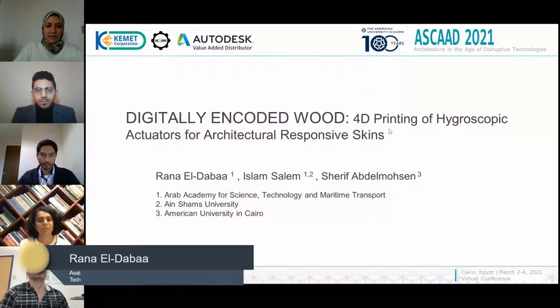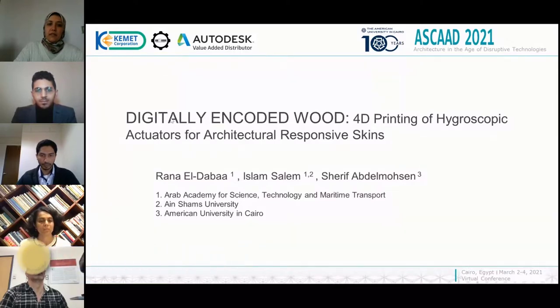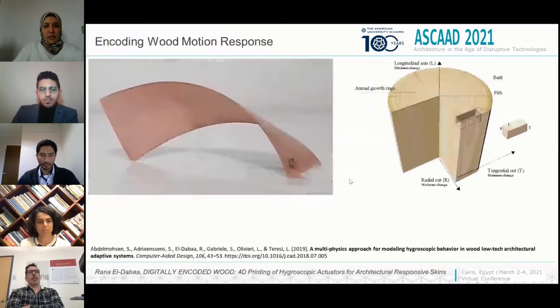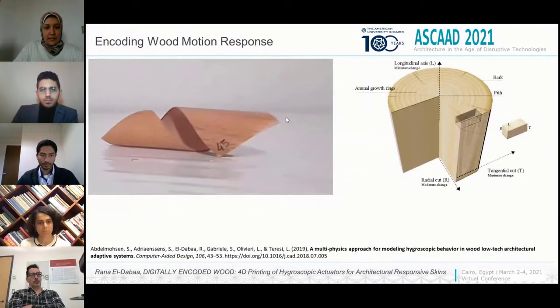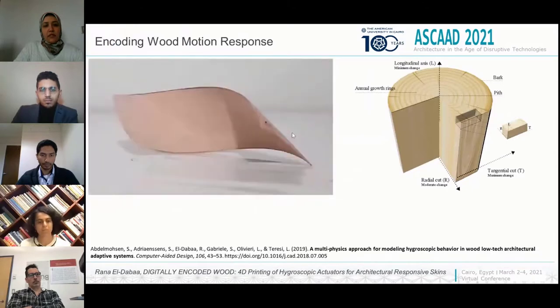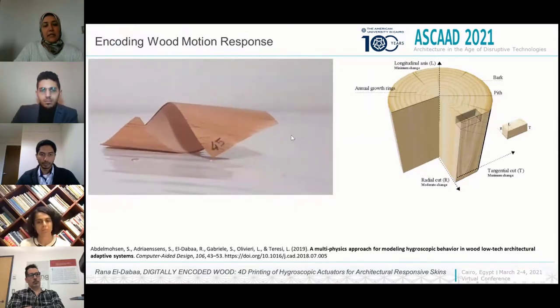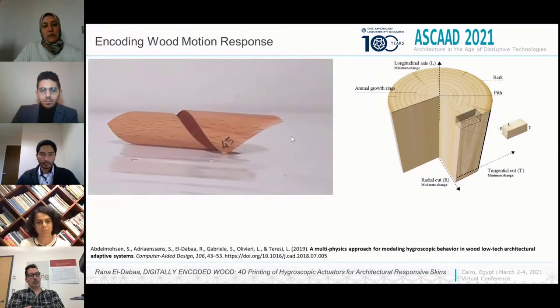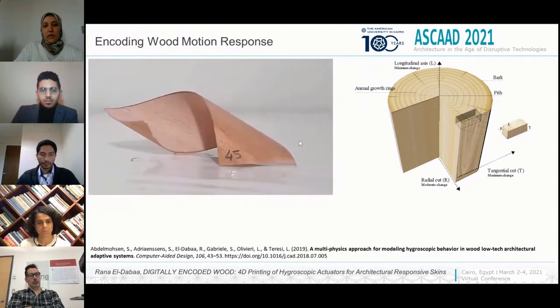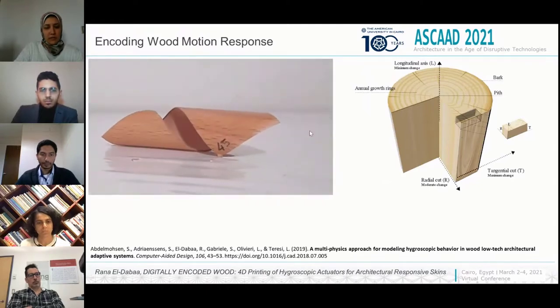Good afternoon, everyone. I'm Rana Daba, Assistant Professor at the Arab Academy for Science and Technology, presenting the paper Digitally Encoded Wood, 4D Printing of Hygroscopic Actuators for Architecture Responsive Skin, on behalf of Salim and Professor Sherif Abdel Mohsen. Natural wood is known by its hygroscopic properties, in which its mechanical properties and its ability to absorb water differ according to the direction of wood cut and the grain orientations.